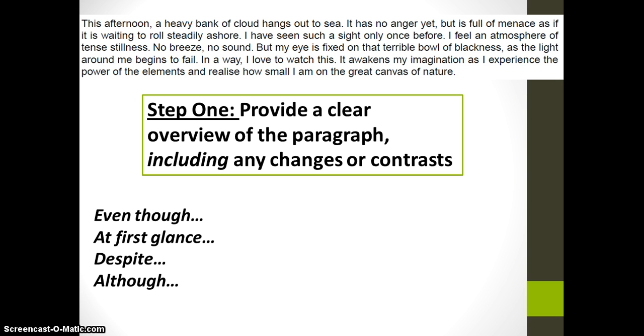Now, have a look at your paragraph. What contrast do you notice in it? And think about how you're going to write your opening sentence of part A to question 2, where you show this overview. Now, I think it's a good idea to think about those 4 phrases at the bottom of the page here: even though, at first glance, despite, and although. If you're using those words, or obviously not all of them, but one of them to start your paragraph, it's going to help you show a contrast in your thinking.